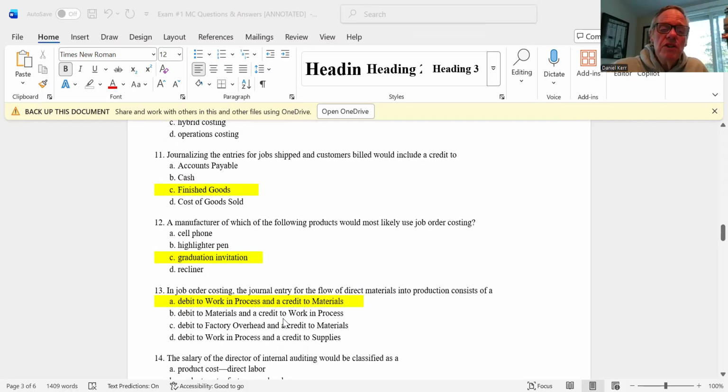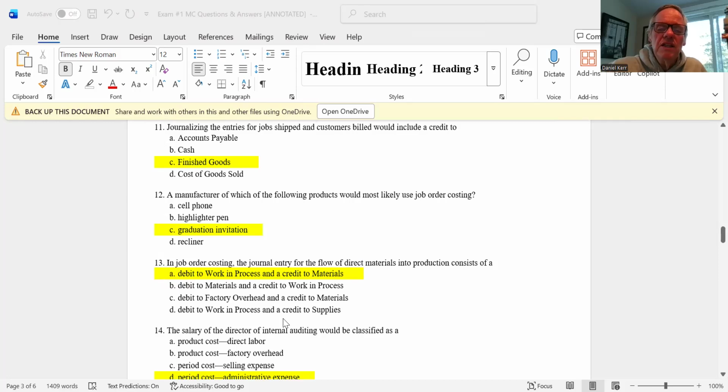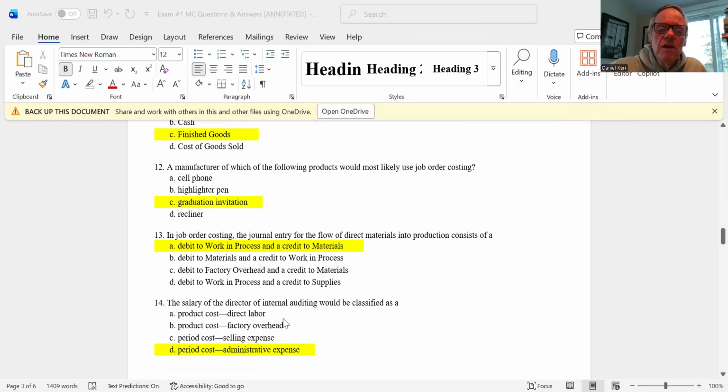13. In job order costing, the journal entry for the flow of direct materials to production consists of a debit to work in process and a credit to materials. So in job order costing, when you incur costs, whether material, labor, or overhead, it's always a debit to work in process. And in this case, a credit to materials because you're using direct materials.